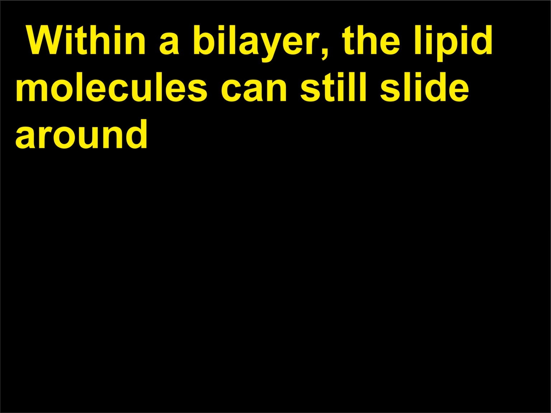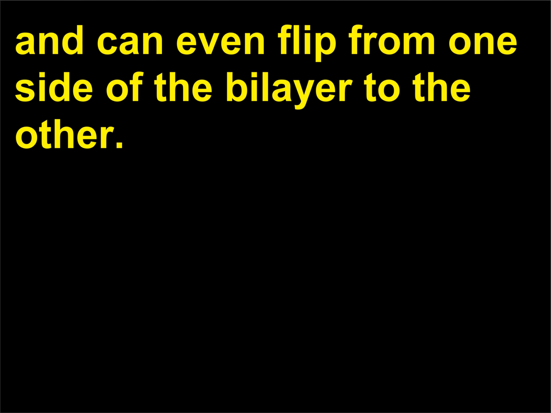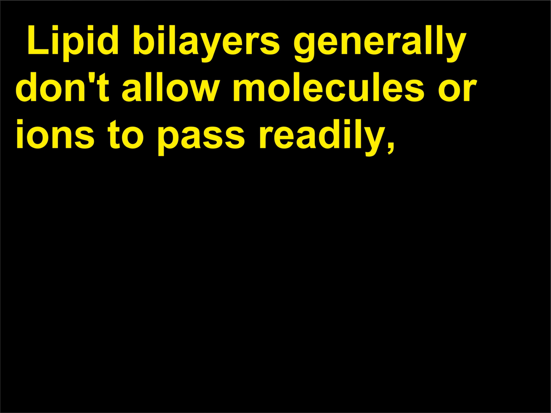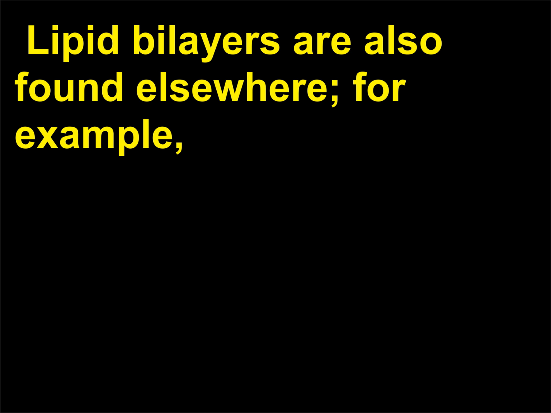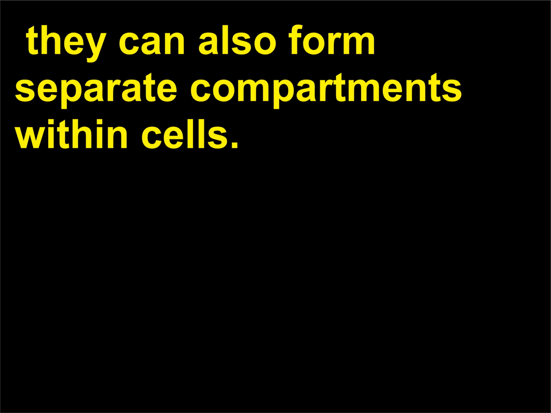Within a bilayer, the lipid molecules can still slide around, and can even flip from one side of the bilayer to the other. Lipid bilayers generally don't allow molecules or ions to pass readily, allowing for the buildup of concentration gradients between the cell and its surroundings. Lipid bilayers are also found elsewhere; for example, they can also form separate compartments within cells.